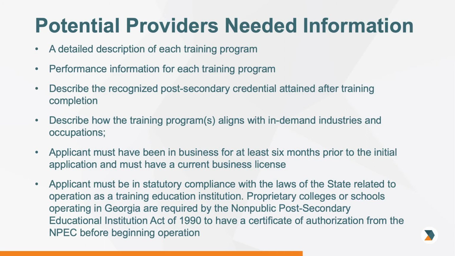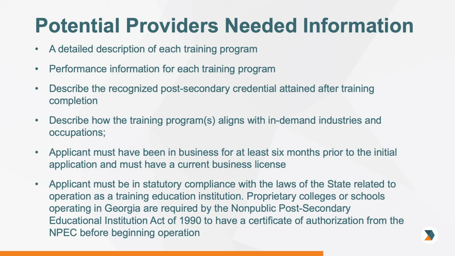Some of the information needed for the application will be the following: a detailed description of each training program, performance information for each training program, i.e., employment rate, median earnings, and measurable skill gains for completers, and a description of the recognized post-secondary credential obtained after training is completed. So you just need to put a blurb in on the credential that the participants received and which agencies or organizations recognize that credential. Describe how the training program aligns with in-demand industries within that community.